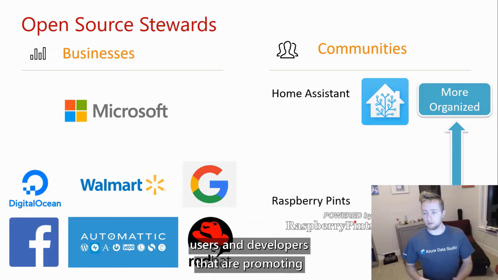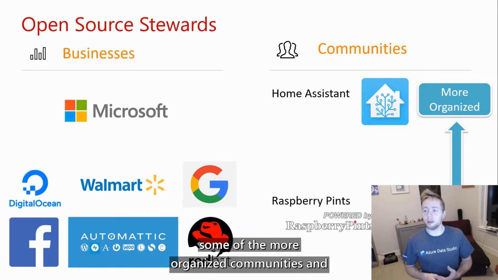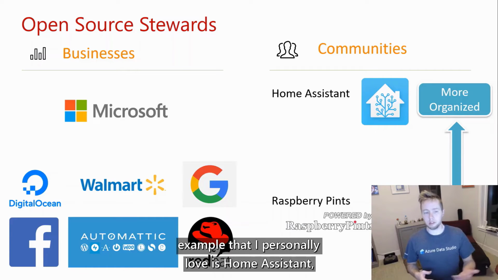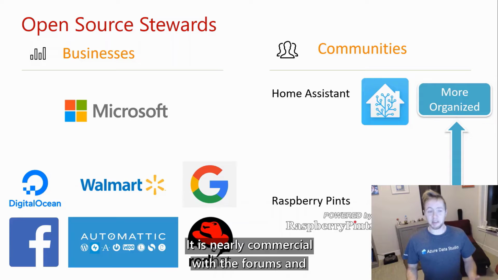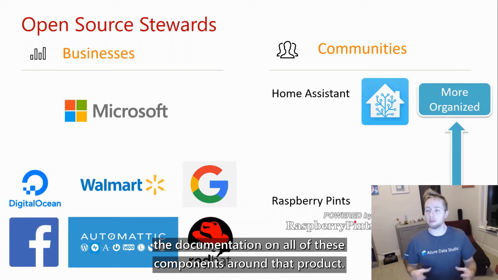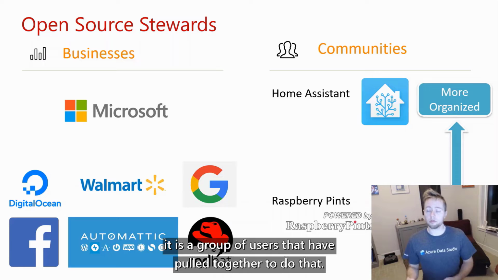The communities are self-regulated groups of users and developers that are promoting open source by trying to cultivate it. Some of the more organized communities, an example that I personally love is Home Assistant, which is a home automation platform. It is nearly commercial with the forums and the documentation and all of these components around that product, but it is not a company. It is a group of users that have pulled together to do that.